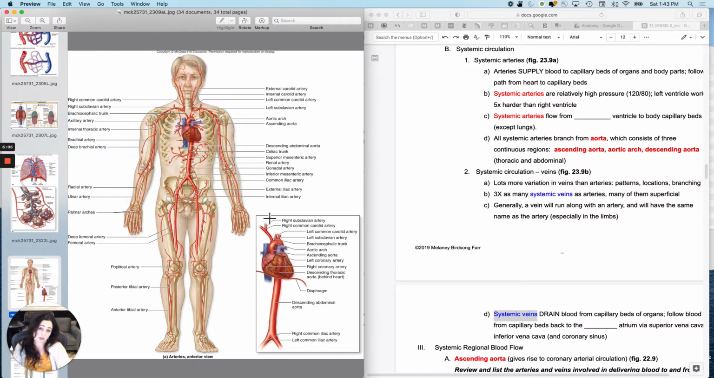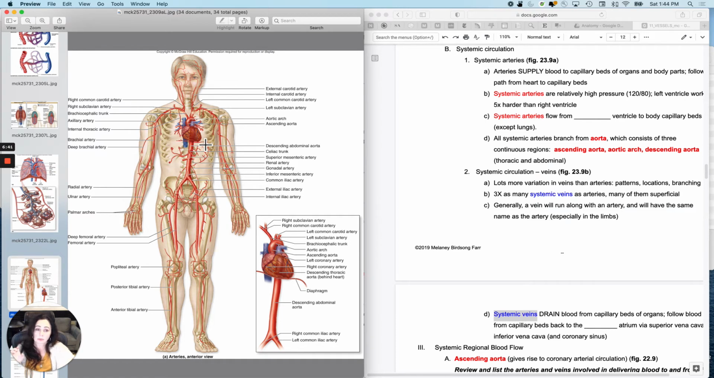Systemic arteries, as I mentioned, are relatively high pressure. The pressure drops as they move away from the heart, not surprisingly. The left ventricle, because of the amount of muscle that it has in it, ends up working about 5 times as hard as the right ventricle because of the amount of nutrients and oxygen that it uses. And systemic arteries all are going to get blood from which ventricle? It's coming from the left ventricle for all of them. And you are going to pump it, of course, through the aortic semilunar valve into the aorta.